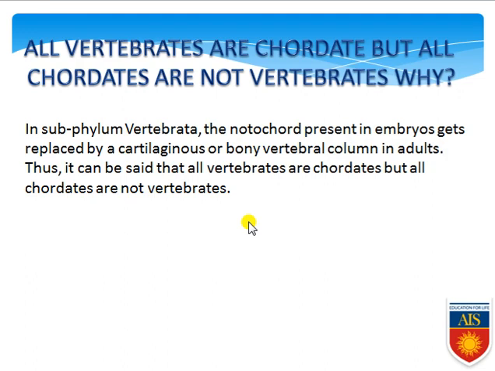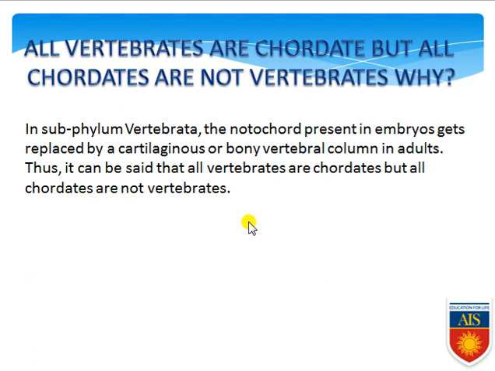Thus it can be said that all vertebrates are chordates because they obviously have the notochord, and that notochord is getting replaced by the vertebral column. But in the case of other chordates, as an example urochordates and cephalochordates, their notochord is present in the larval form also and throughout life also. They have the notochord, which is not getting replaced by the vertebral column.